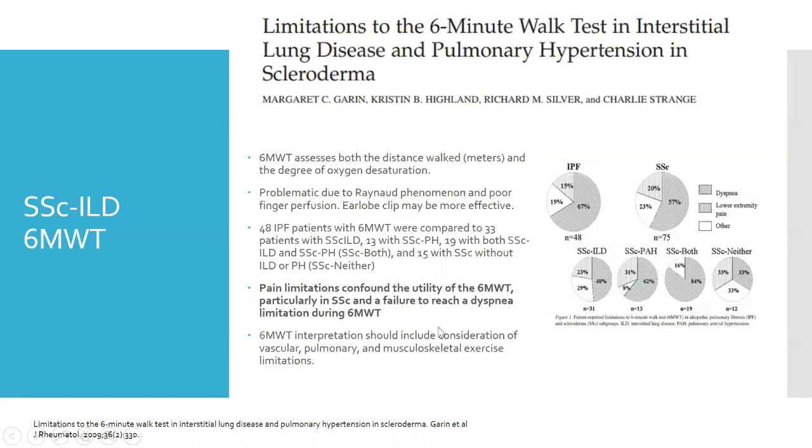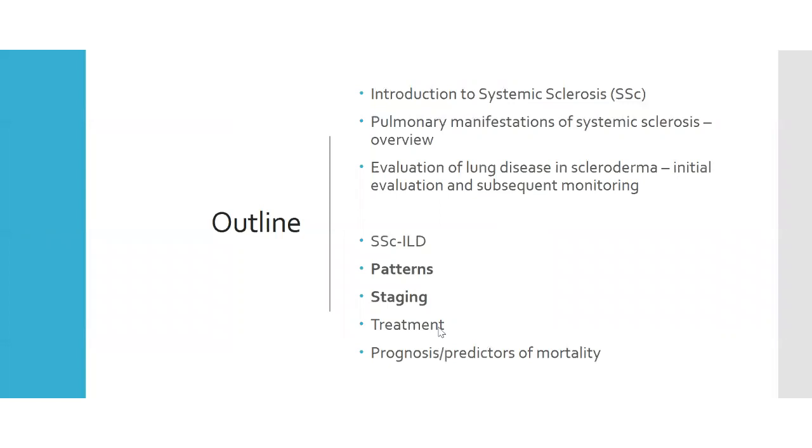So when we look at 6-minute walk tests and see a low walk distance, it should be taken in context of not just having interstitial lung disease, but also vascular involvement and musculoskeletal disease limitations. Things such as this should be taken into consideration. So that was looking at the general approach to scleroderma ILD. And now we will focus on different patterns and staging of scleroderma ILD.